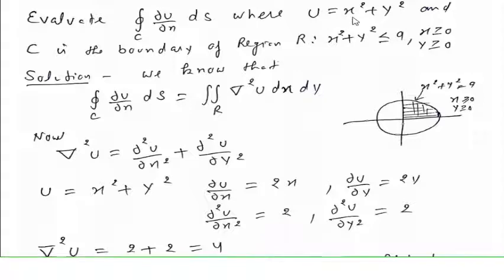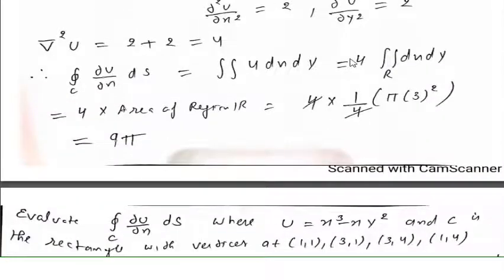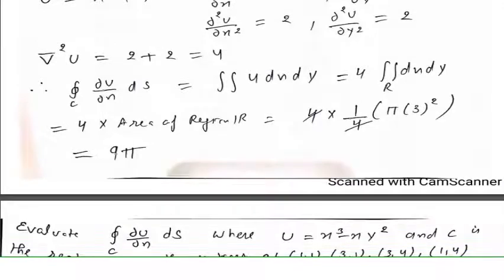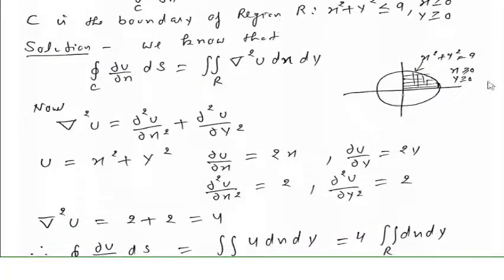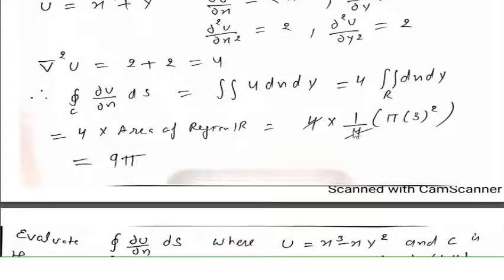So this is u, you have to calculate del square u. u is x square plus y square. Calculate the second partial derivative with respect to x and the second partial derivative with respect to y. It is 2, substitute there, 2 plus 2 becomes 4. Substitute this value 4 here, we get 4 dx dy. And we know that dx dy represents the area bounded by the given curve C. So what is the area bounded by the region R? This is our region R, so its area is 1/4 of the total area of the circle.